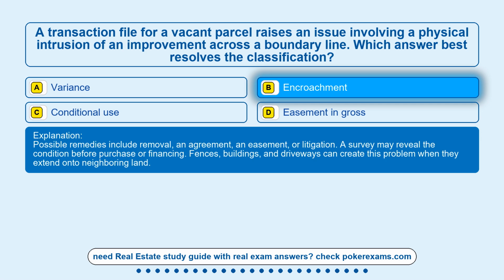Possible remedies include removal, an agreement, an easement, or litigation. A survey may reveal the condition before purchase or financing. Fences, buildings, and driveways can create this problem when they extend onto neighboring land.